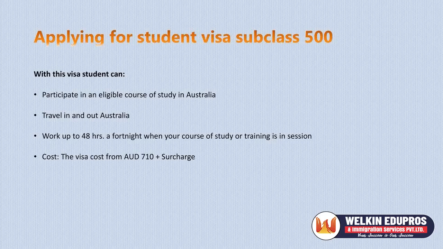Now we will talk about the student visa, which is subclass 500. With this visa, a student can participate in an eligible course of study, travel in and out of Australia, and work up to 48 hours a fortnight when the course of study or training is in session. The cost of this visa is $710 plus surcharge, which is approximately 720 Australian dollars.